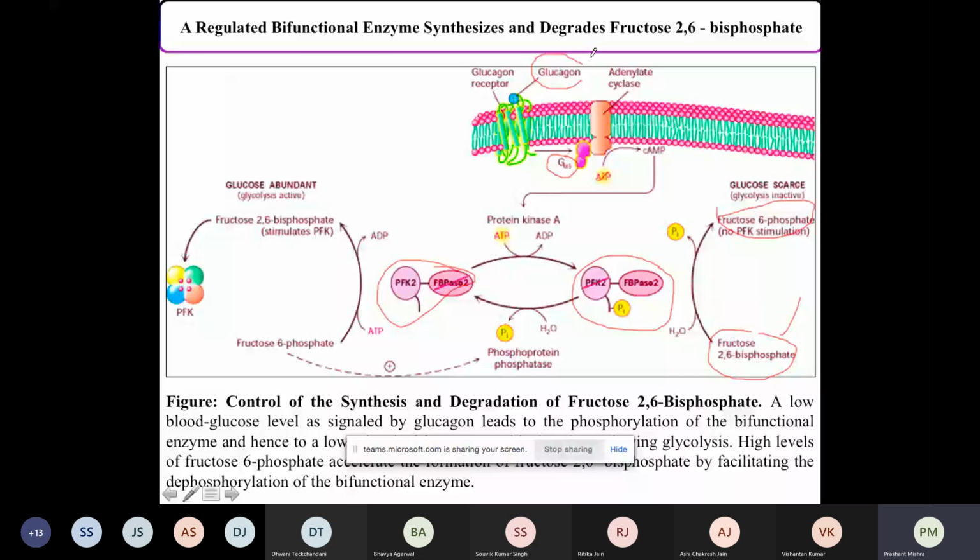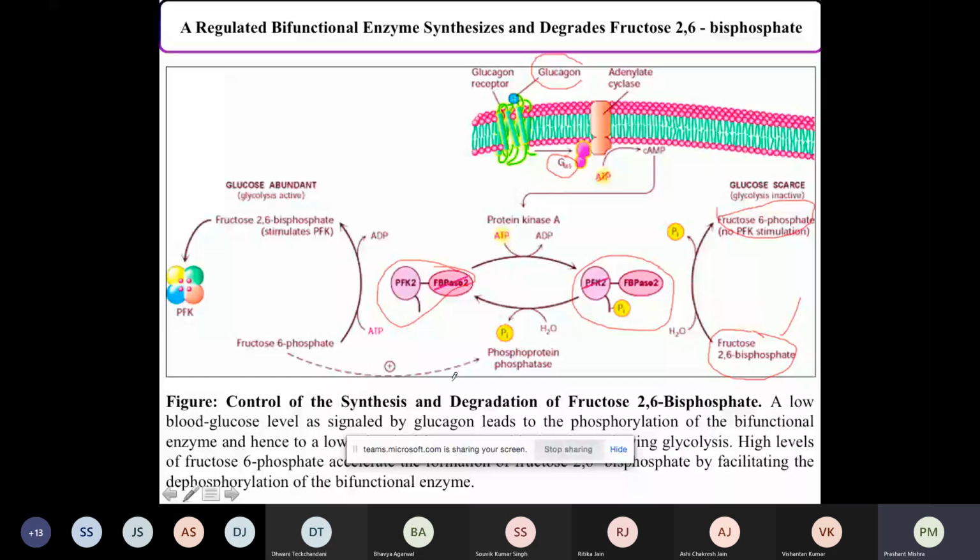On the other hand, after a certain period of time, when glucose concentration comes back to normal in the cell, glucagon will not be secreted as a hormone. So this pathway is not happening. Once it is not happening, what will happen? Slowly, you have the same enzyme, you have another enzyme, and what it will do is phosphorylate it.